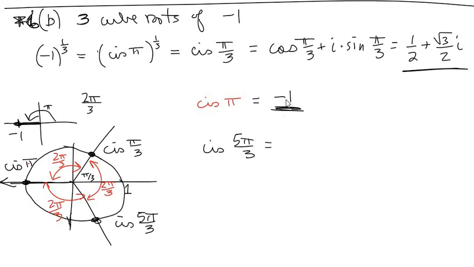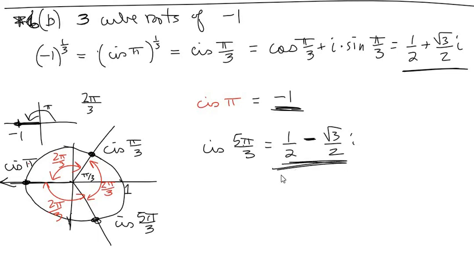Well, 5 pi over 3 has a reference angle of pi over 3. So the answer is going to look a lot like this first answer we got, except we have to think about what quadrant we're in. 5 pi over 3 is in the fourth quadrant, where the cosine is positive. So this value for A will still be a half. But in the fourth quadrant, the sine is negative. So the sine of 5 pi over 3 will be negative √3 over 2.